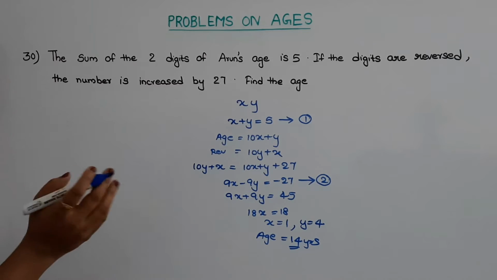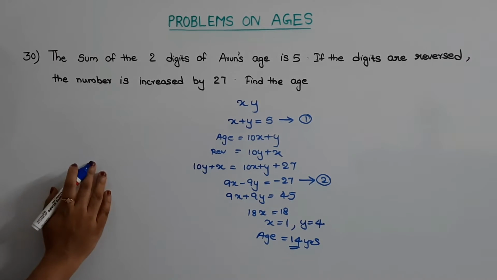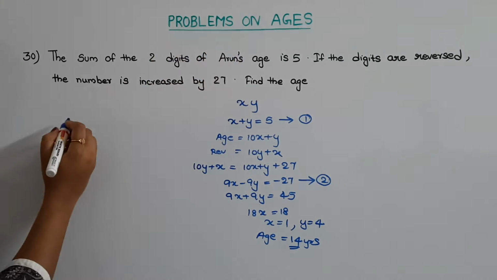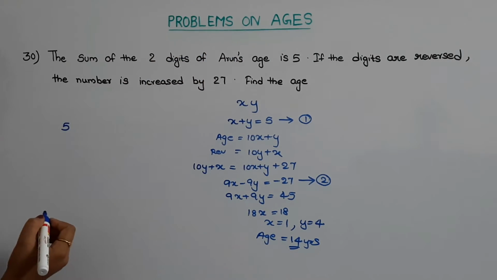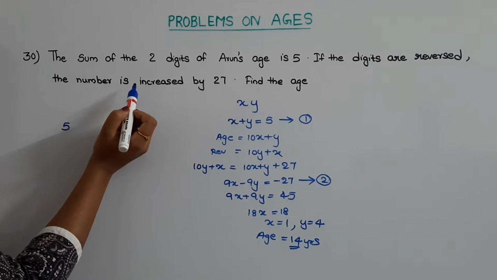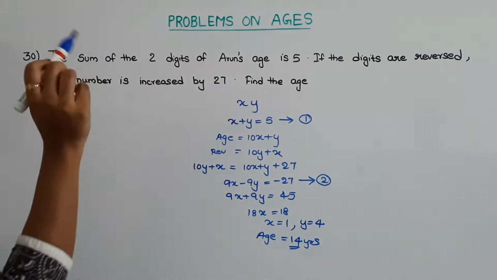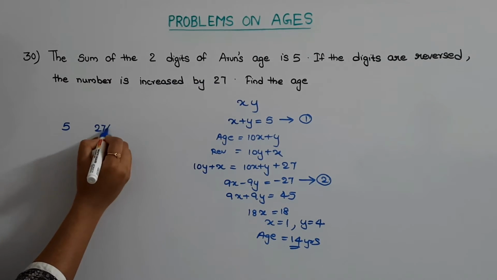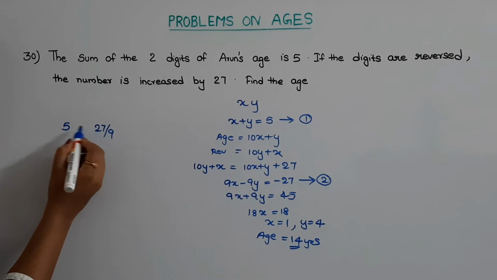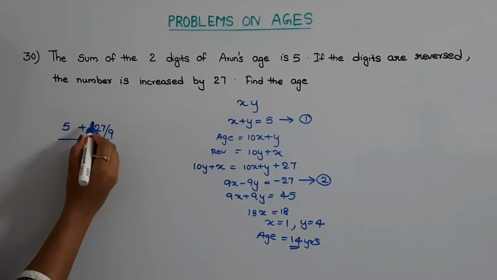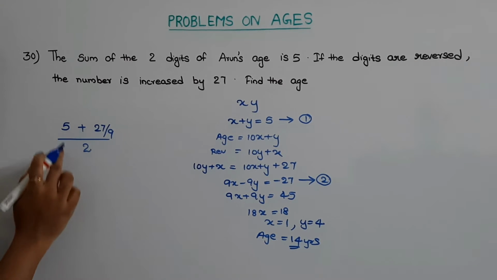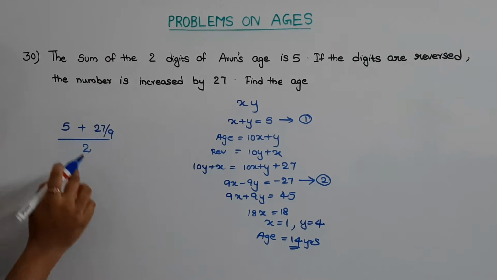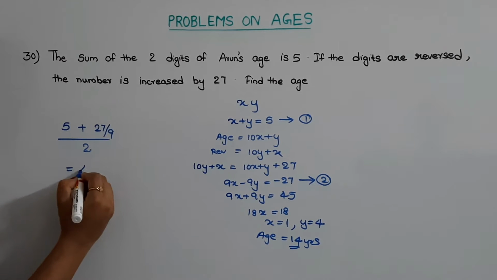Now let us see what the shortcut method is. In the shortcut method, first you write the sum of the two digits of Arun's age, that is 5 here. Then divide the increase in the number by 9. That is, here the increase in the number is 27, so 27 by 9. Then add both and divide this entire thing by 2. By doing this, you will get one of the digits of Arun's age. On solving this, you will get 4.